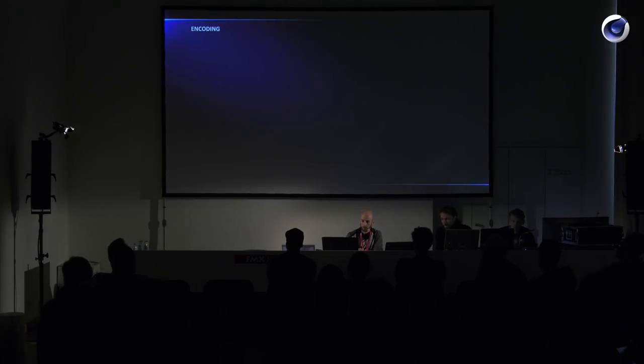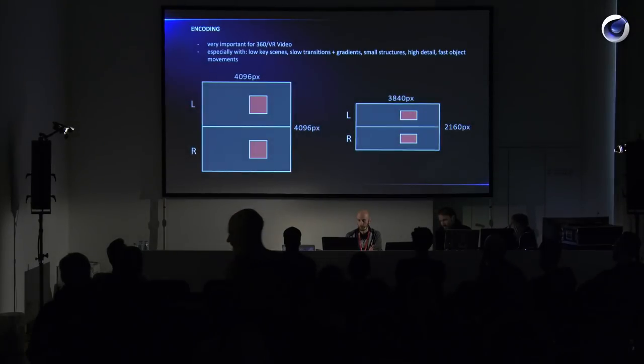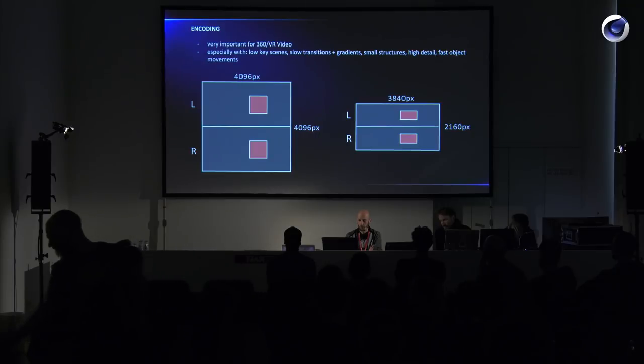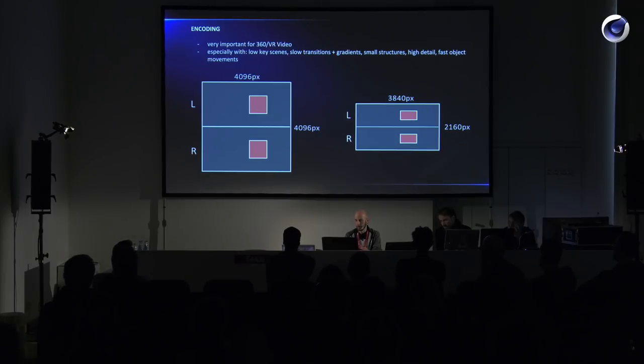Encoding is a very important part for VR video, especially with the content that I create, which has a lot of low-key scenes, slow transitions with gradients, small structures, high detail, or fast object movements. You can see here on the left, which is my master format, the red region is what you will see in the headset. And then if you scale that down to the recommended resolution of the Gear VR, for example, it gets an even smaller resolution.